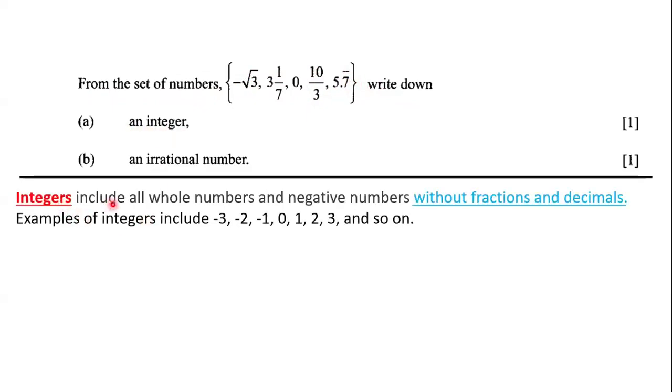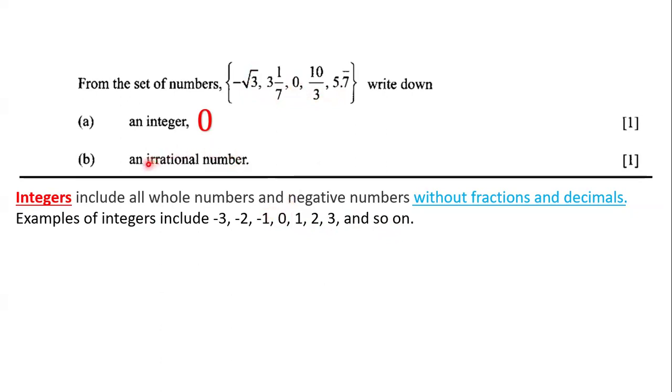Now, integers include all whole numbers and negative numbers without fractions and decimals. Examples of integers include negative 3, negative 2, negative 1, 0, 1, 2, 3, and so on. So these are integers. Now, the only integer inside of this set of numbers is 0. 0 is an integer because 0 is a whole number.